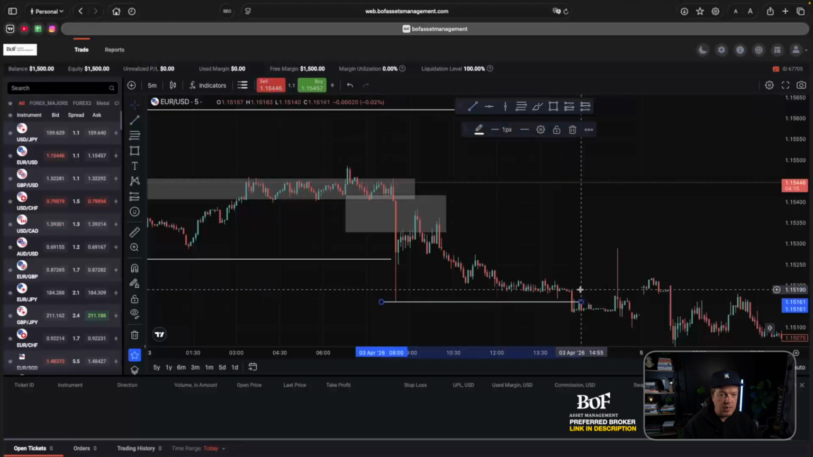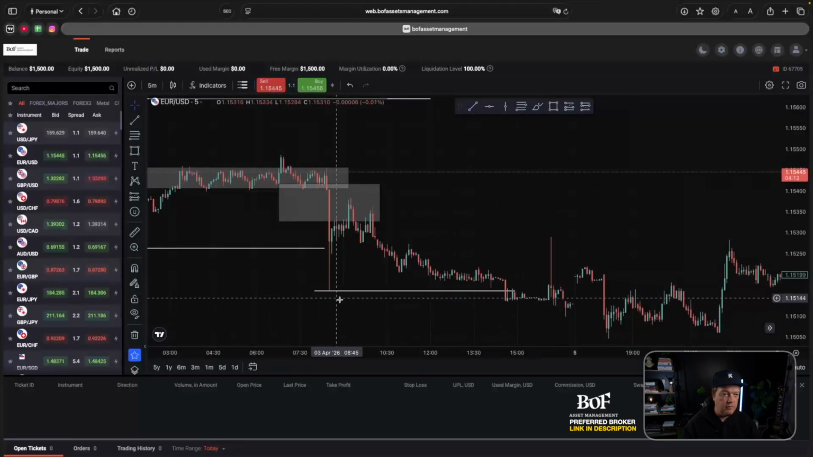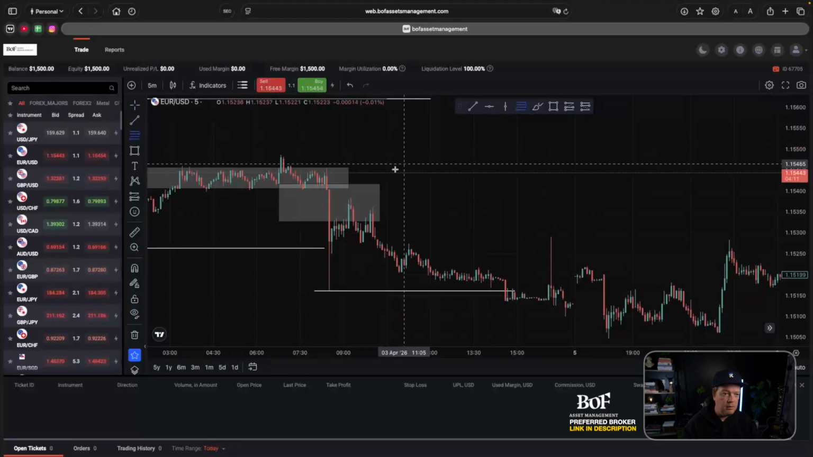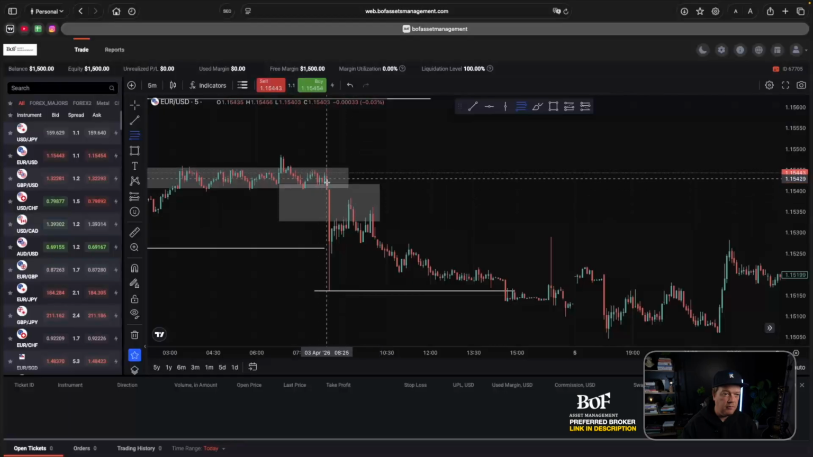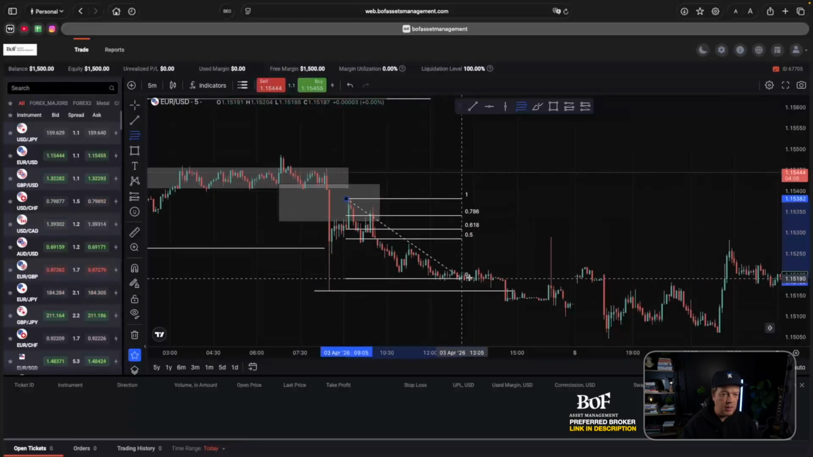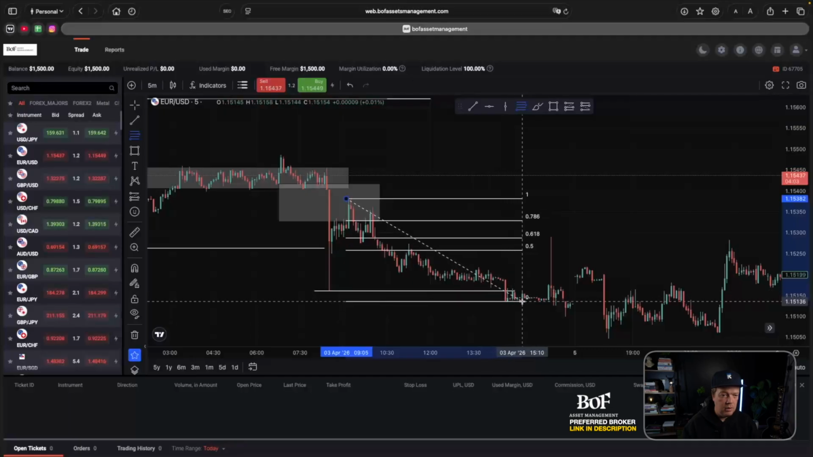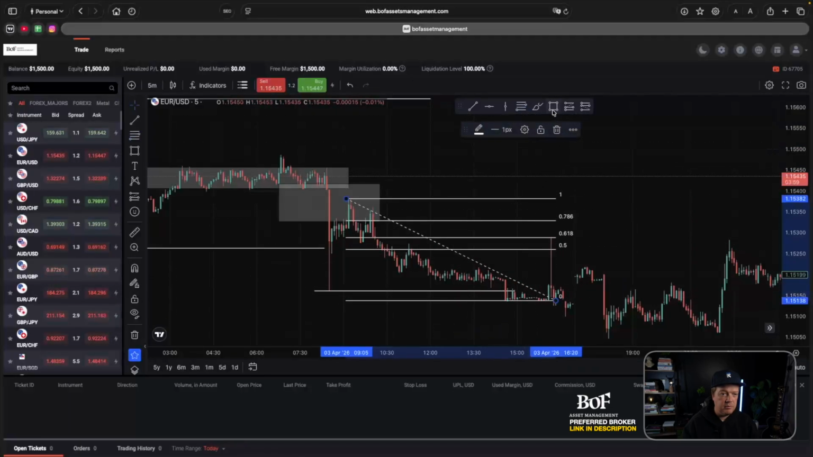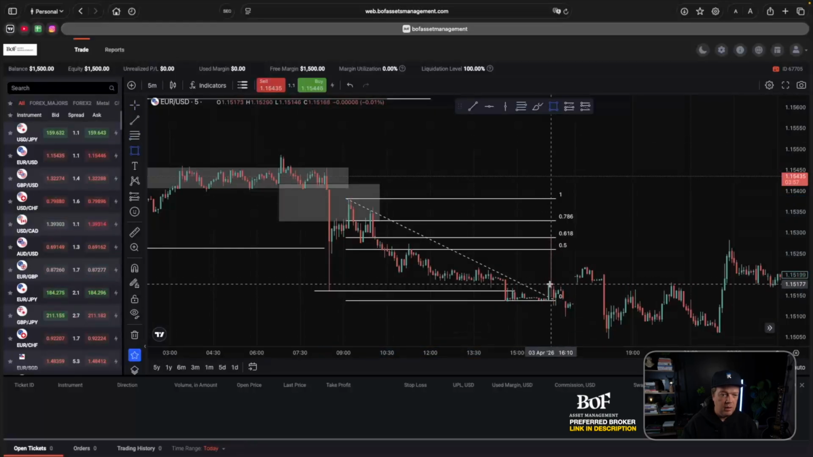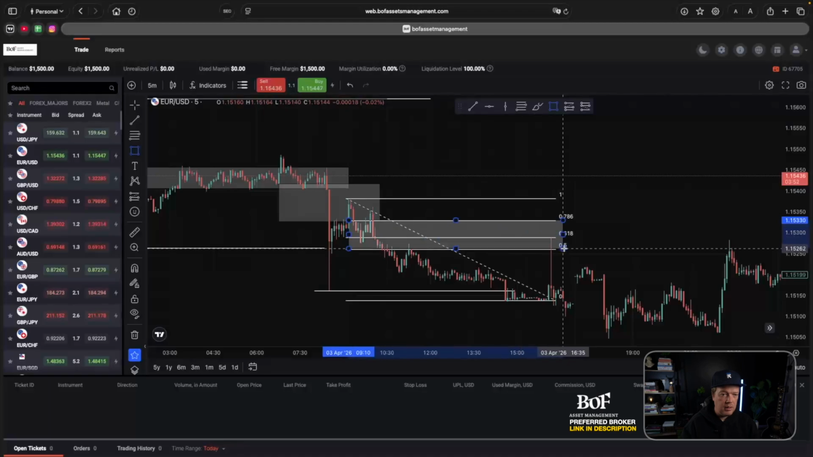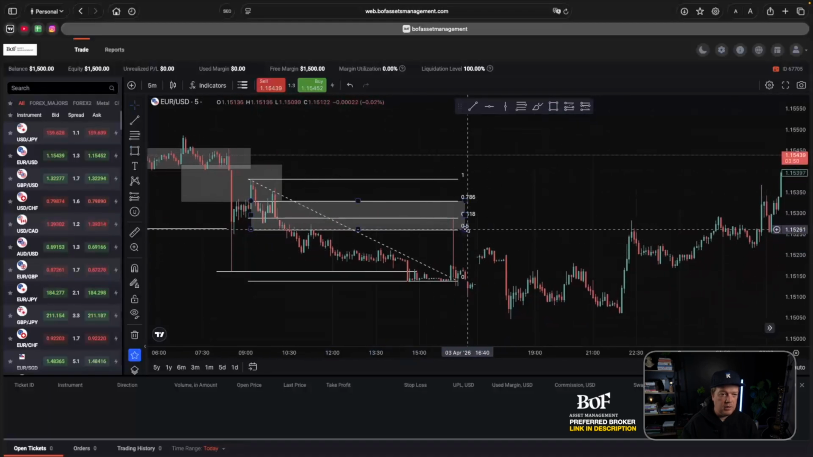Again, we took out this low right over here. Then again, we can draw our fib from this high that was created all the way down to this low. There we go. We had a big retracement right over there on the 3rd of April inside of our golden zone, and you can see price got rejected.